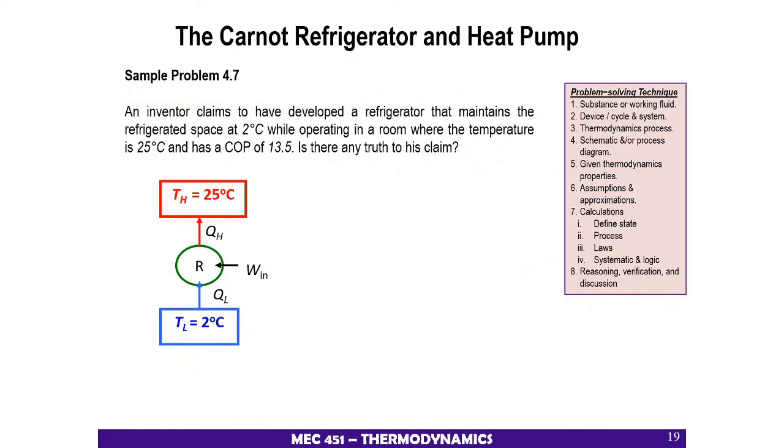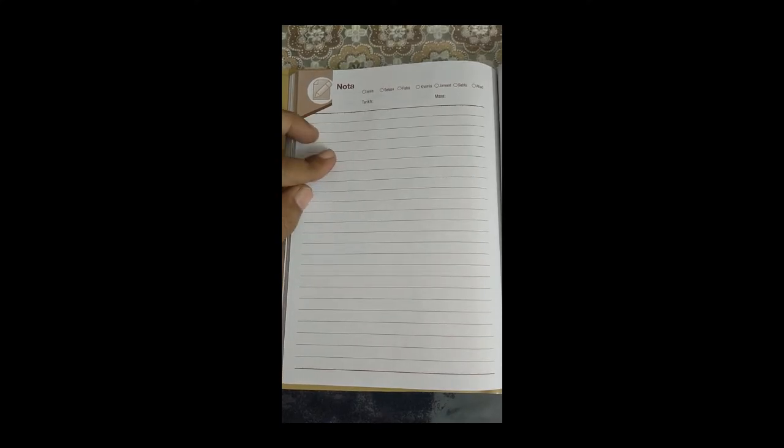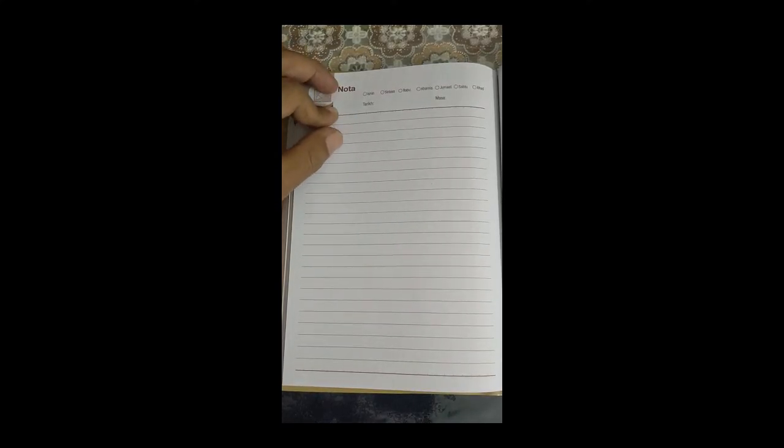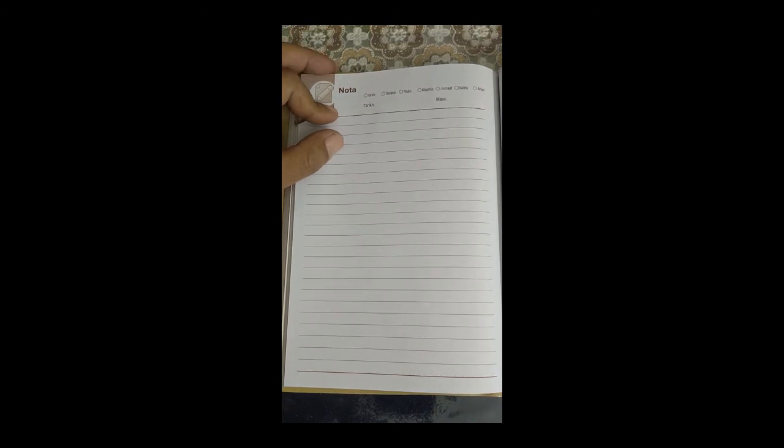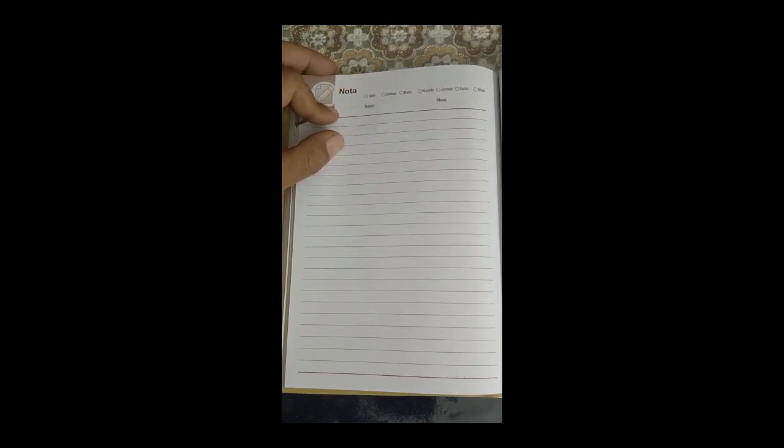Sample problem 4.7. An inventor claims to have developed a refrigerator that maintains the refrigerated space at 2 degrees Celsius while operating in a room where the temperature is 25 degrees Celsius, and has a COP, coefficient of performance, of 13.5. Is there any truth to his claim?